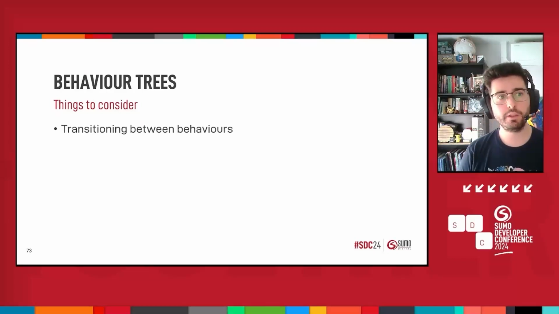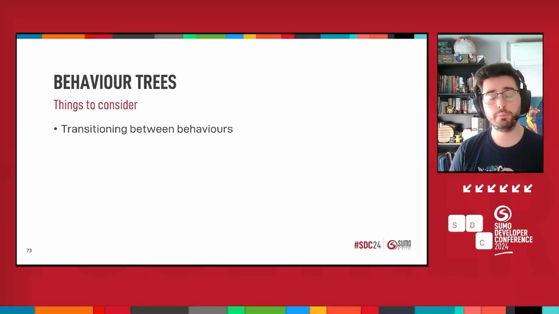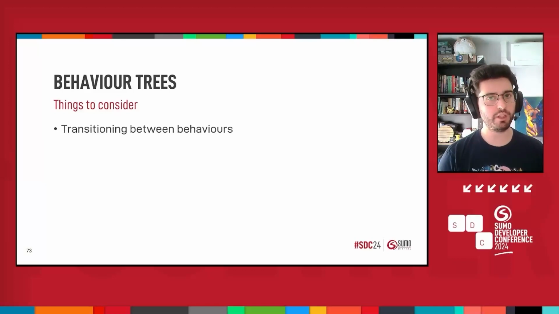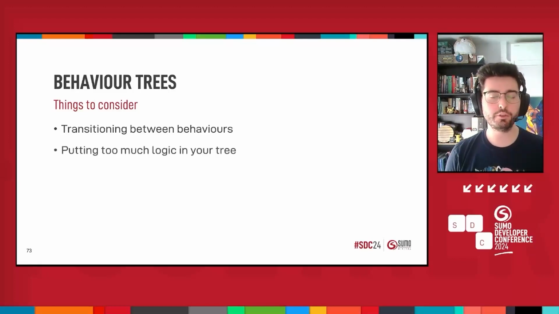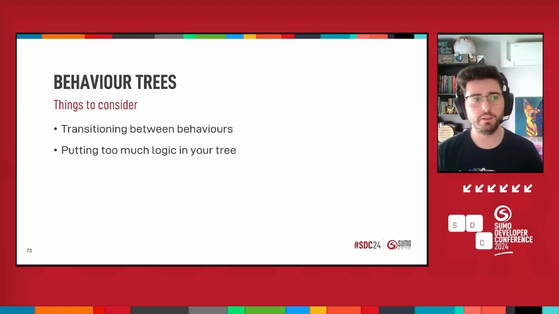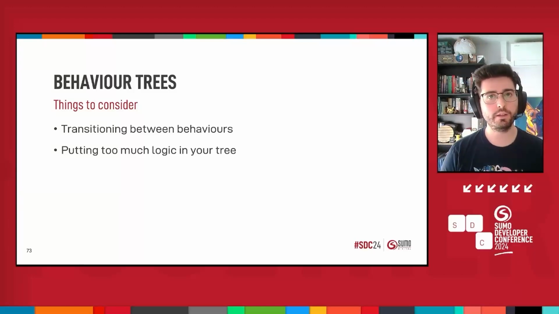Some things to consider is behavior trees are a decision-making system, so that is what it's good at. It's not great at transitioning between behaviors. To do that, you'd want a state machine. So it's good to let your decision tree do what it's good at. And that means not putting too much logic on your tree. The lighter weight, the more information and processing you can delegate to specialized systems, the more your behavior tree can focus on the things that it's good at.